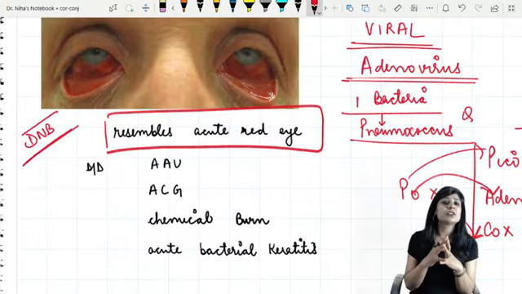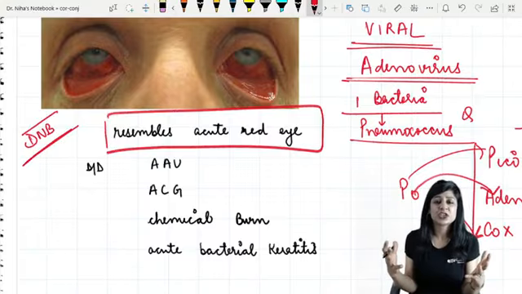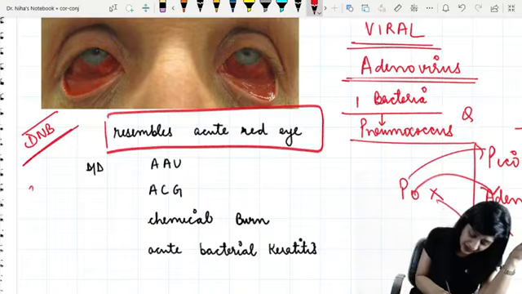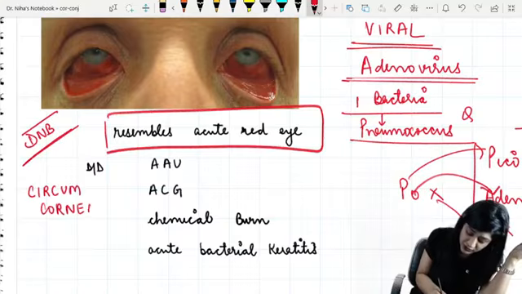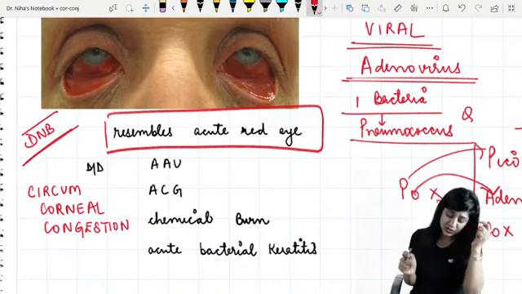Acute red eye means you have a fiery red appearance, with a lot of congestion. What kind of congestion do we have in the acute red eye? We will have circumcorneal congestion. Circumcorneal congestion, what do you mean?